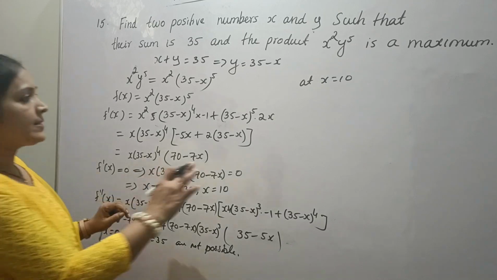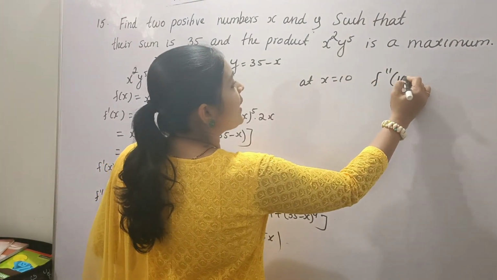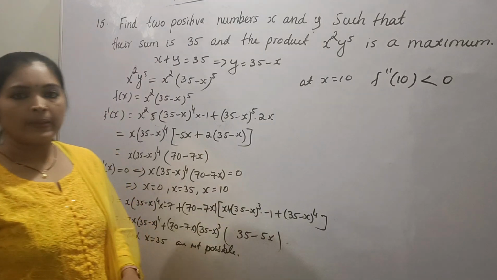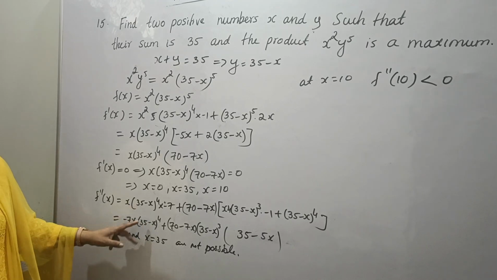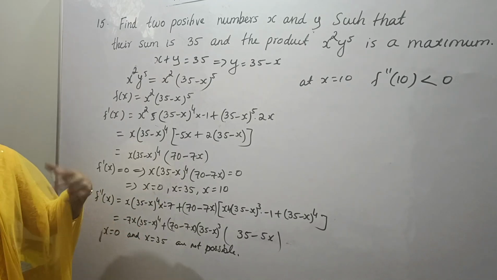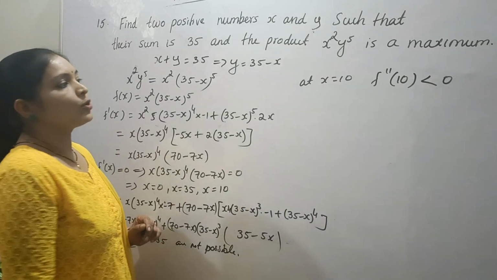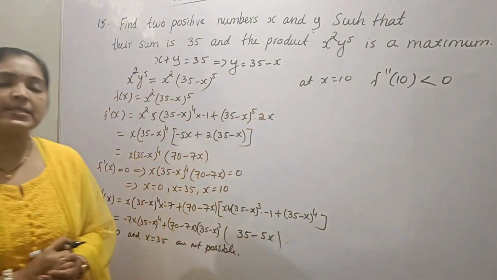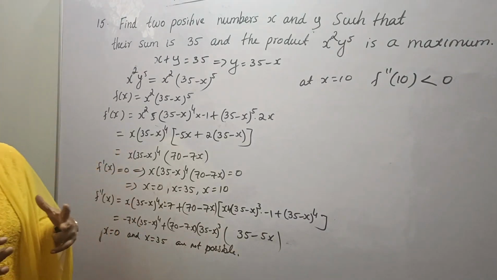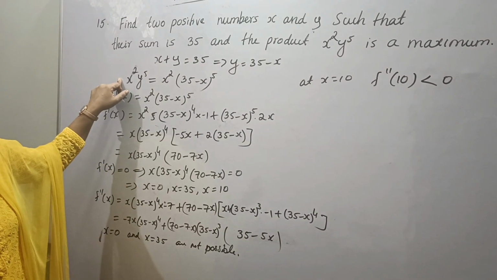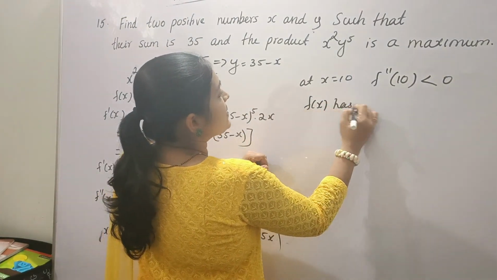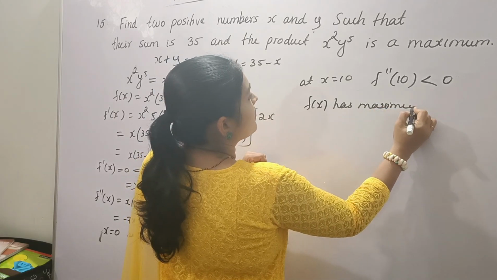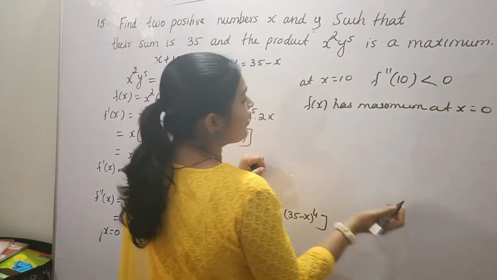So at x is equal to 10, f double dash of 10 is less than 0. Just substitute x is equal to 10: minus 7 into 10, minus 70 into 35 minus 10 is 25, 25 raised to 4 is positive, so into minus, that will be less than 0. Therefore, this function has a maximum at x is equal to 10.